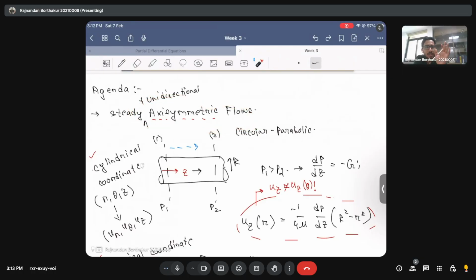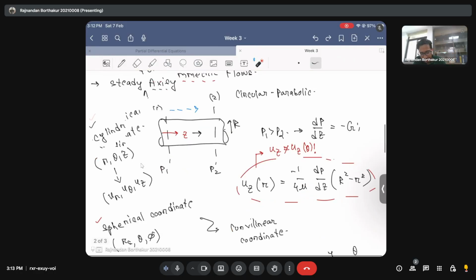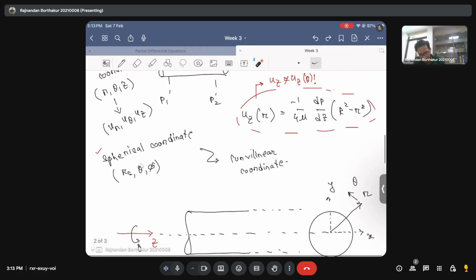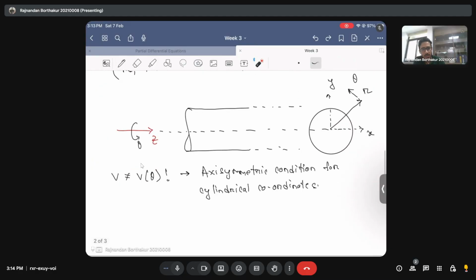Okay, it just means that whatever variable you are trying to solve for, they are not going to be a function of the coordinate which you get when you move around the axis of symmetry, which becomes the z-axis in this particular scenario. Okay, this is actually what axisymmetry means. Okay, so this is something that I wanted to clarify before going ahead.